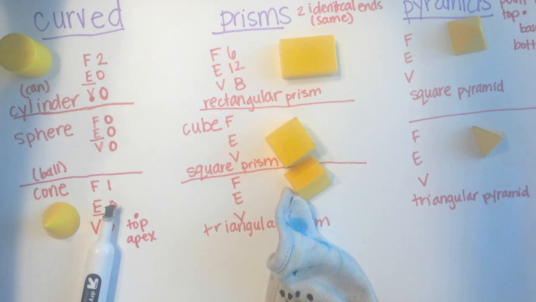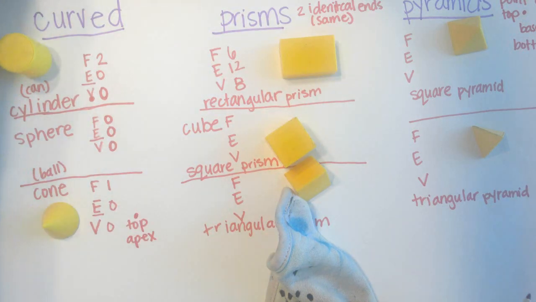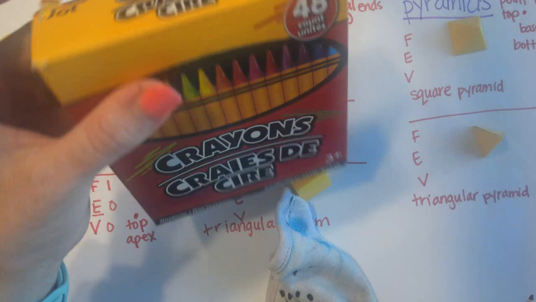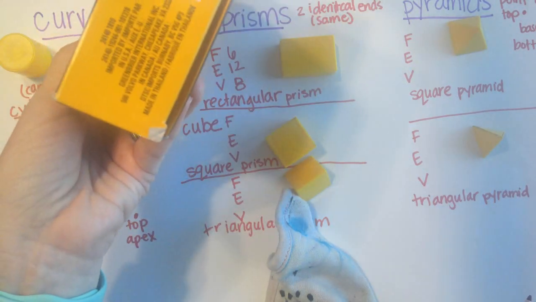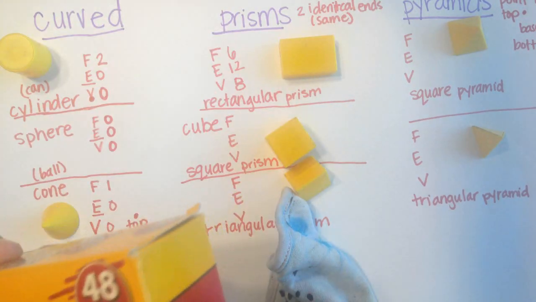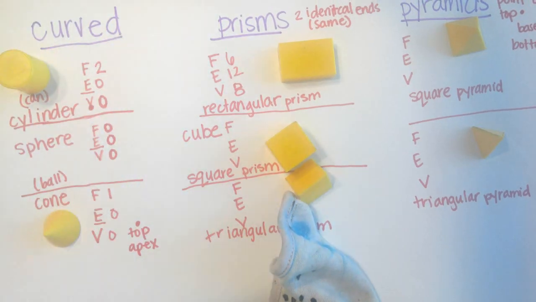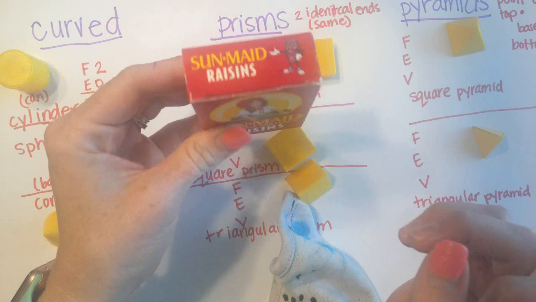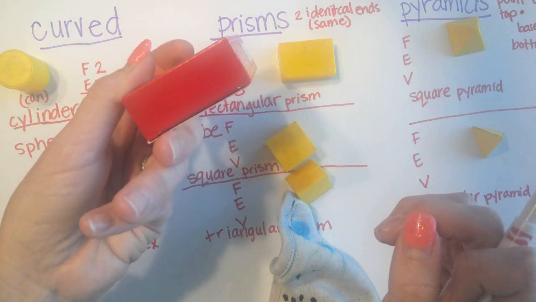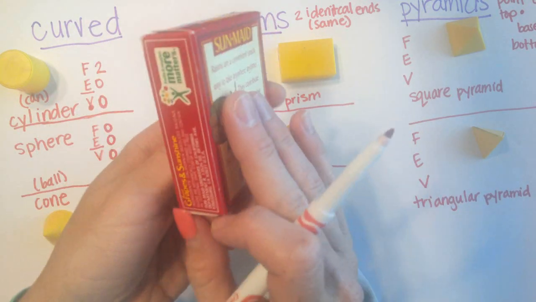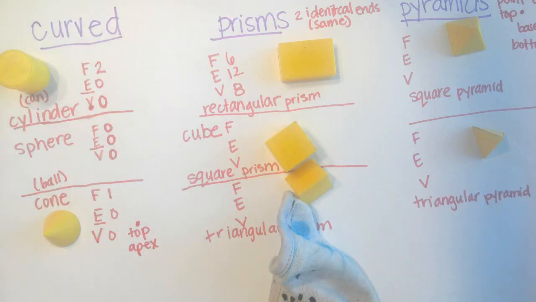And an example of a rectangular prism I found is a crayon box, which you might have at home. Rectangle, rectangle. Okay, so 2 identical ends of rectangles, and it's made up of all other rectangles. And then a raisin box, rectangle, rectangle, and then the other faces as well are rectangles.